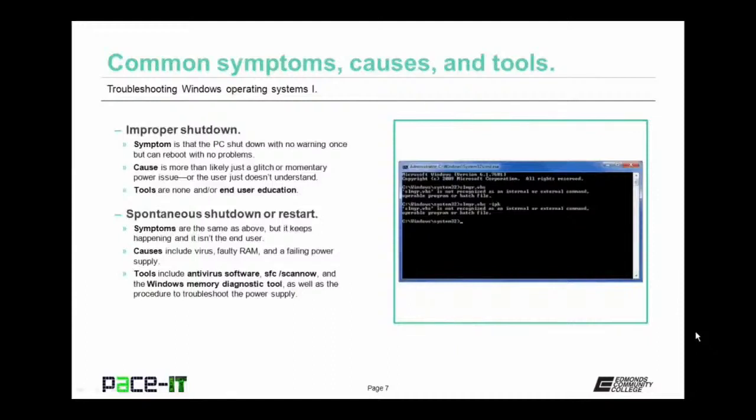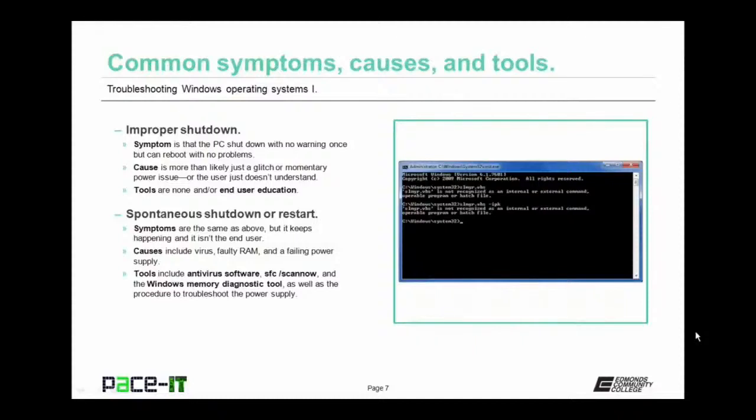Now let's talk about improper shutdown. The symptom is that the PC shut down with no warning once, but can reboot with no problem. The cause is more than likely just a glitch or a momentary power issue, or your end user just doesn't understand the importance of proper shutdown. Your tools, well, if it's a glitch, there are none. And if it's the end user, well, end user education usually solves that problem.